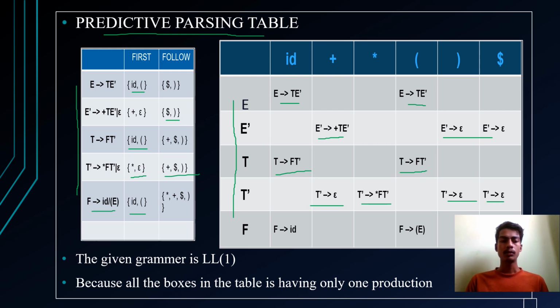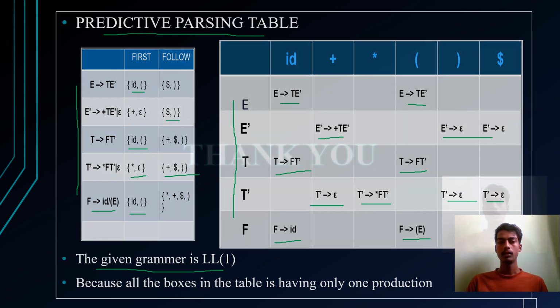For F productions we have id or E in parentheses. In place of id we write F tends to id, and in place of opening parenthesis we write F tends to E in parentheses. This is the predictive parsing table for the given grammar. Here the given grammar is LL1 because all the boxes in the table have only one production. If it had two productions, then the given grammar would not be LL1, but the given grammar is LL1. Thank you.